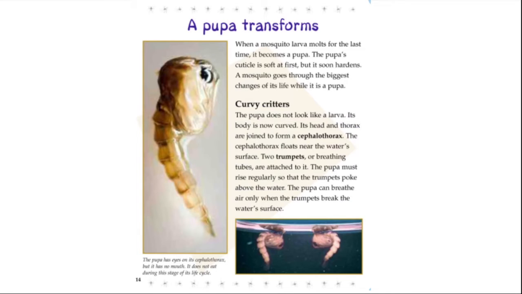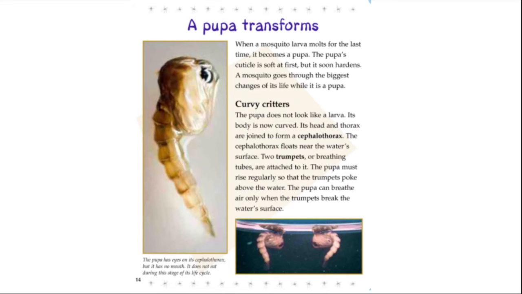A pupa transforms. When a mosquito larva molts for the last time, it becomes a pupa. The pupa's cuticle is soft at first, but it soon hardens. A mosquito goes through the biggest changes of its life while it is a pupa. Curvy critters. The pupa does not look like a larva. Its body is now curved. Its head and thorax are joined to form a cephalothorax. The cephalothorax floats near the water surface.